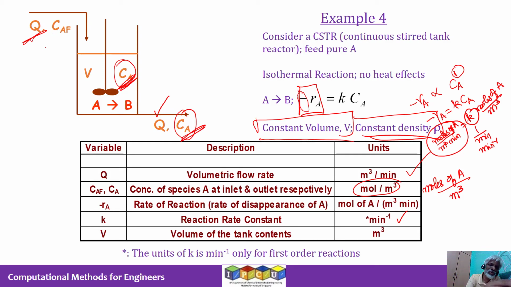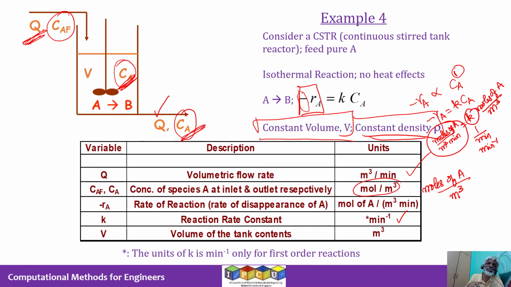the inlet stream comes in at a flow rate of Q and its concentration is CAF, and in the vessel A gets converted into B, so the concentration of A drops from CAF to CA when A leaves the vessel. The concentration of B in the inlet stream is 0, but because B is formed in the system, B's concentration will be higher when it leaves the reactor as compared to the inlet concentration.